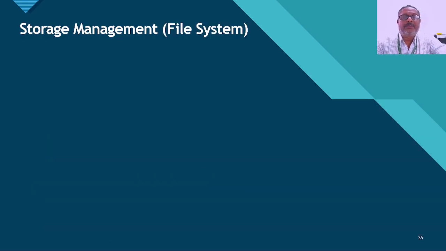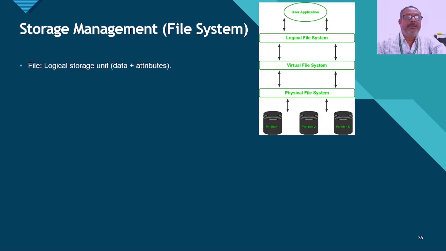So let's have a little extra information about the file system. A file is basically a logical storage unit which consists of data and attributes. Here we can see that the user has their own application that gets into the logical file system. The logical file system works with a virtual file system. The virtual file system works with the physical file system, and finally the data is put onto the storage.